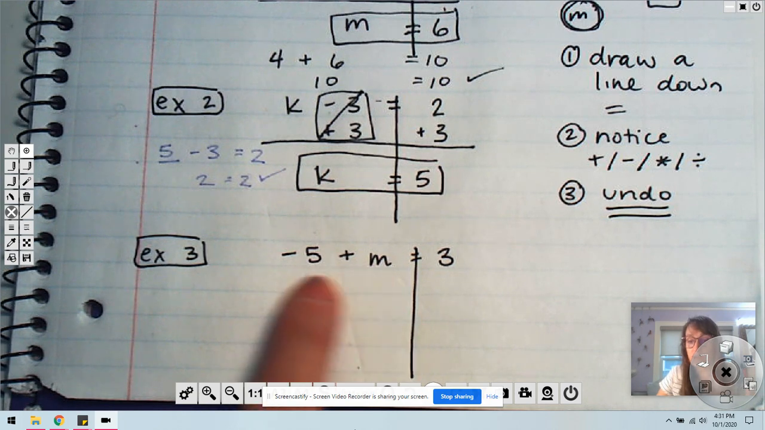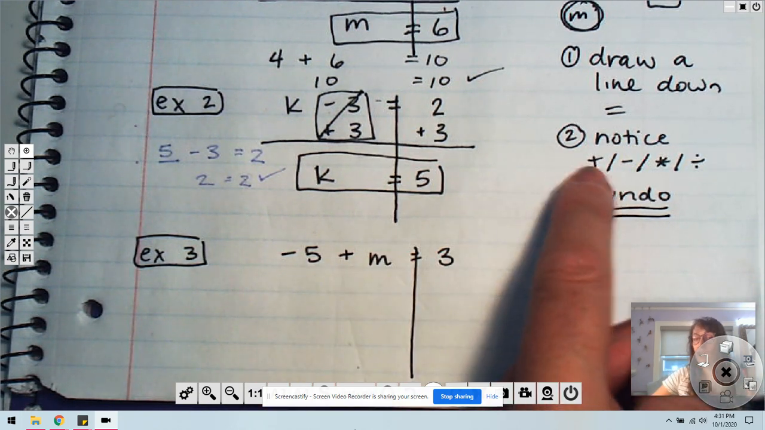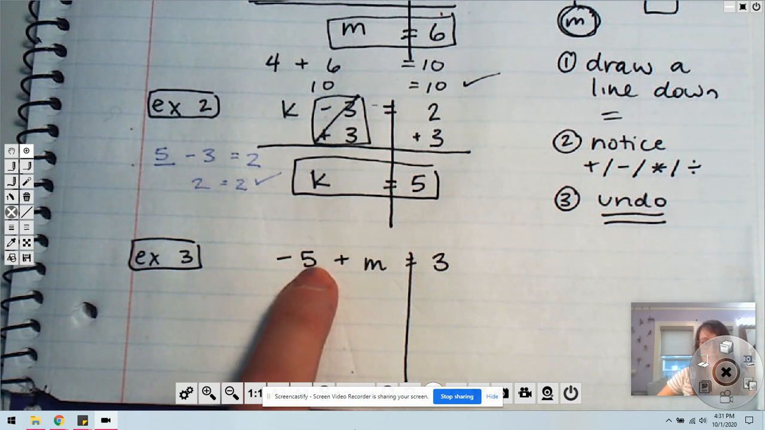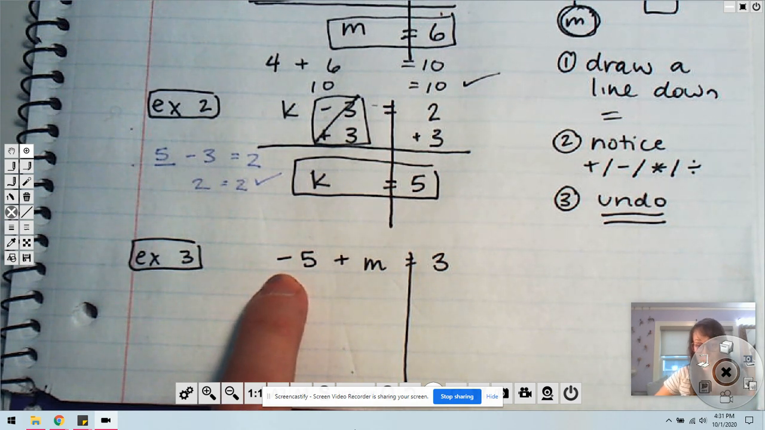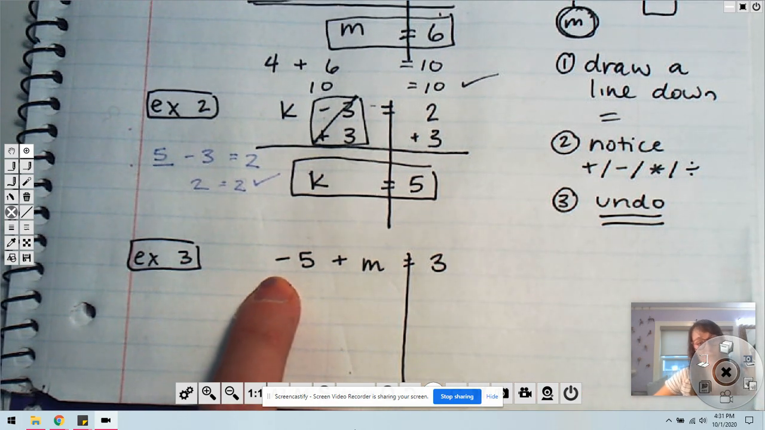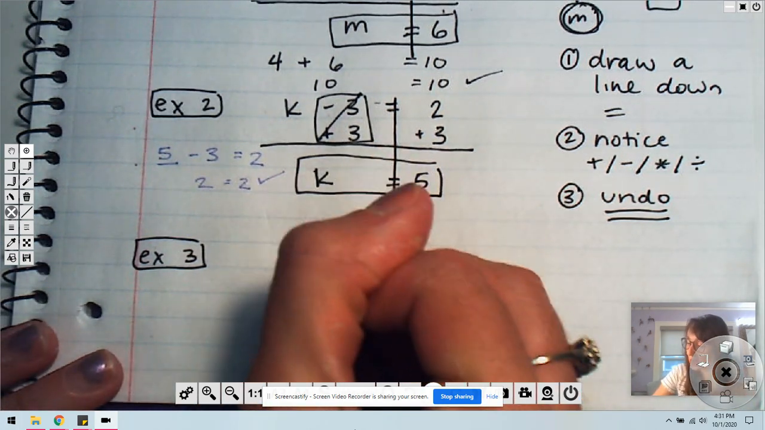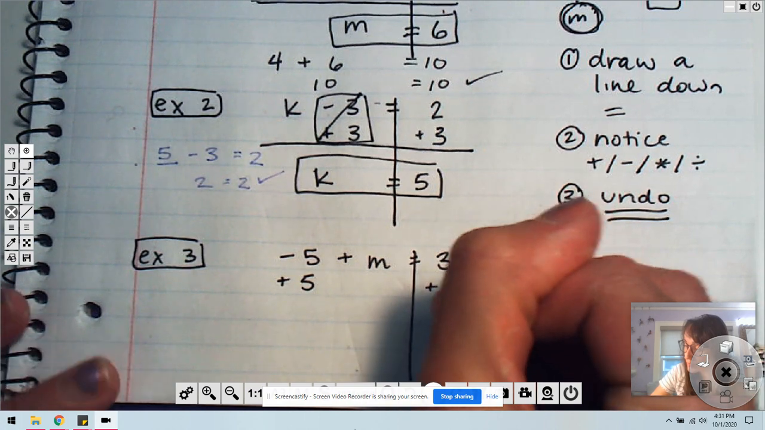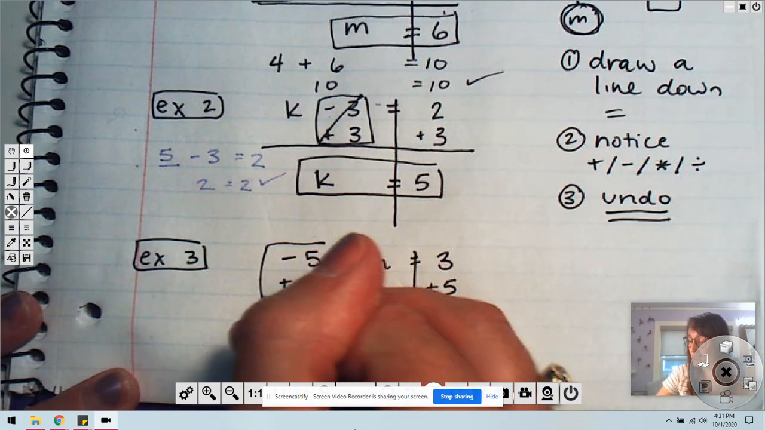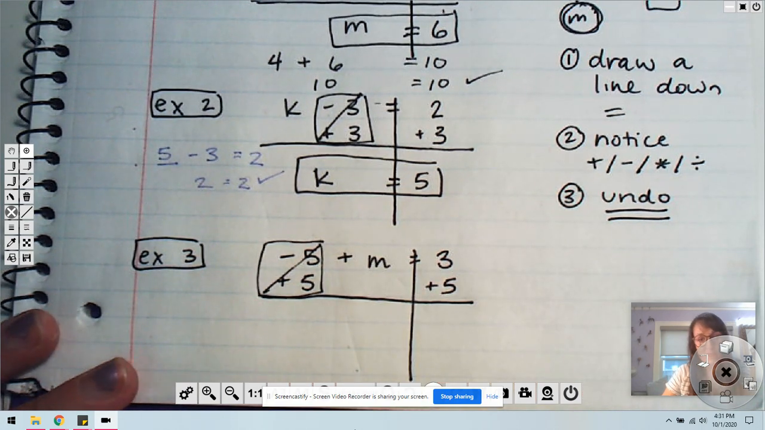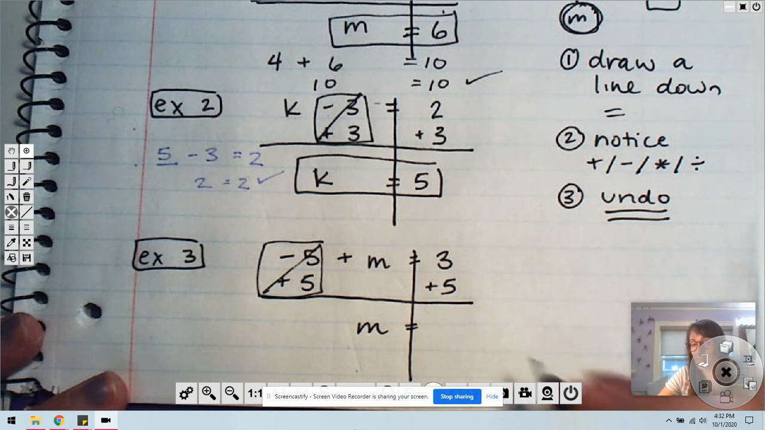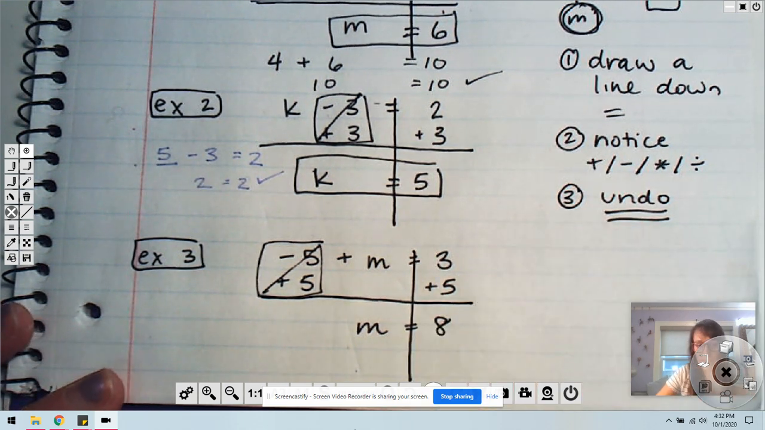So whenever we're solving equations, to figure out if we need to add or subtract, we look to the left. This is a negative 5. To undo a negative 5, I need to add 5 to both sides. Negative 5 and positive 5 are exact opposites. They cancel out and make 0. On this side, I'm left with just a positive m, which equals 3 plus 5, which is 8.